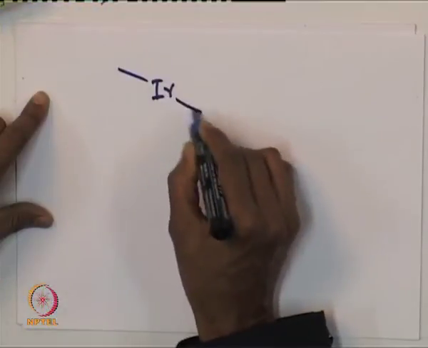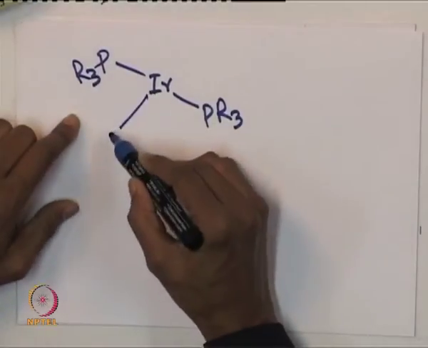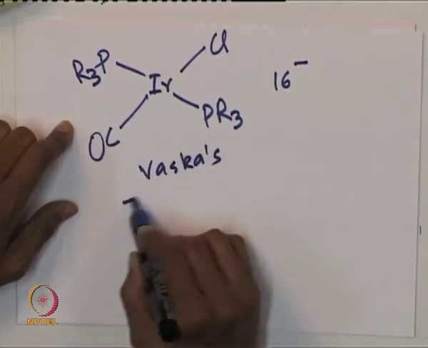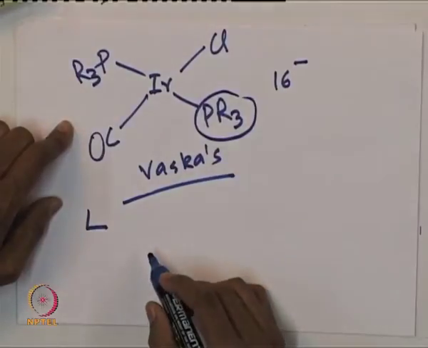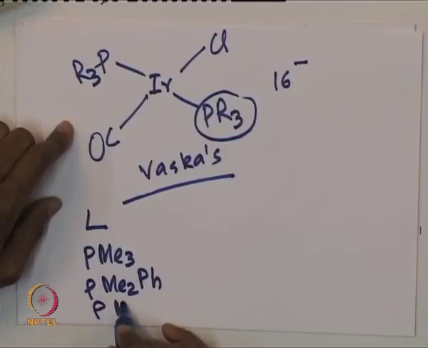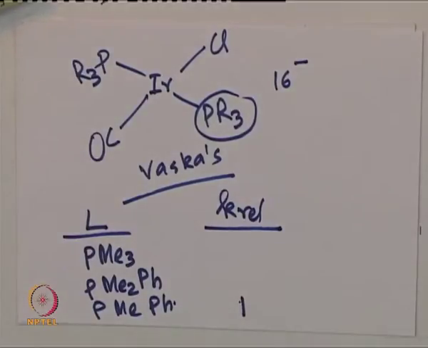We will draw the Vaska's complex again, that is again your iridium complex. In this case we are not defining the R, it is PR3, this is CO, chloride, again a 16 electron complex, this is Vaska's complex. If we have ligands, this PR3 ligand, various ligands such as PMe3, PMe2Ph, PMePh2, and if we measure the relative rate, this is what a researcher usually looks at as a problem to solve, or to get more idea, we can probe different R and try to gather information about the reaction.